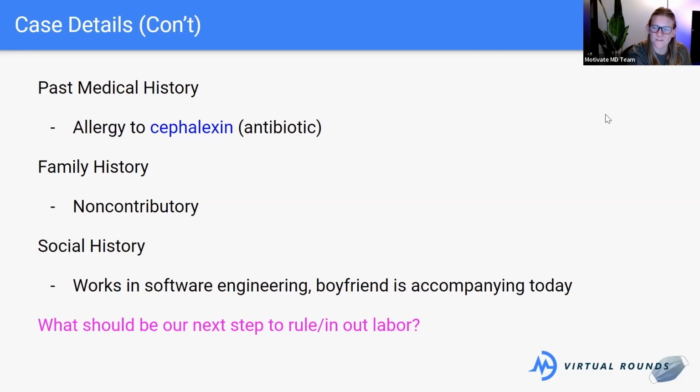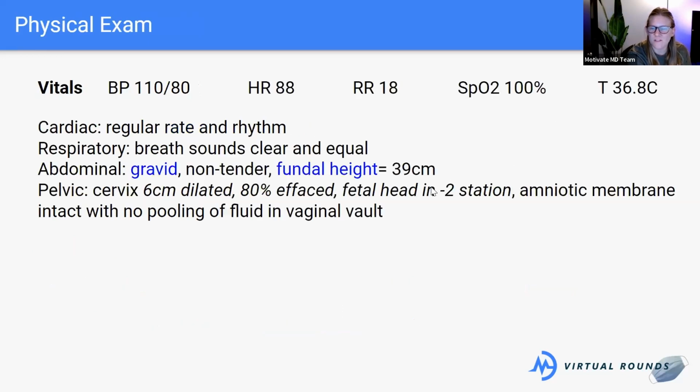Adam's saying check for cervical dilation. I love it. Yes, we're going to move into our physical exam, and that is exactly what we're going to do. So first, we're going to look at her vitals, and now you can put these in the objective portion of the note, and her vitals look all completely normal.